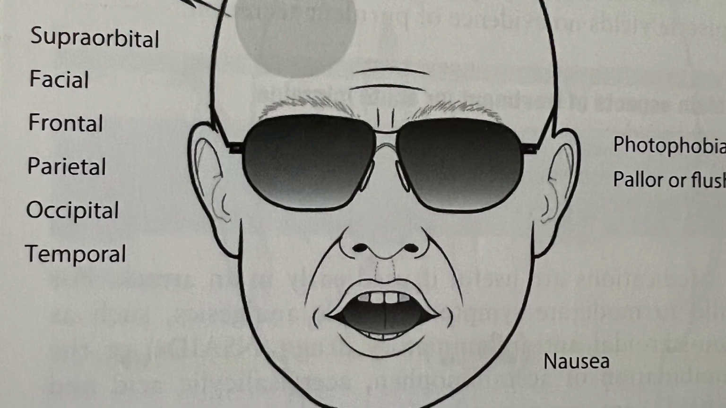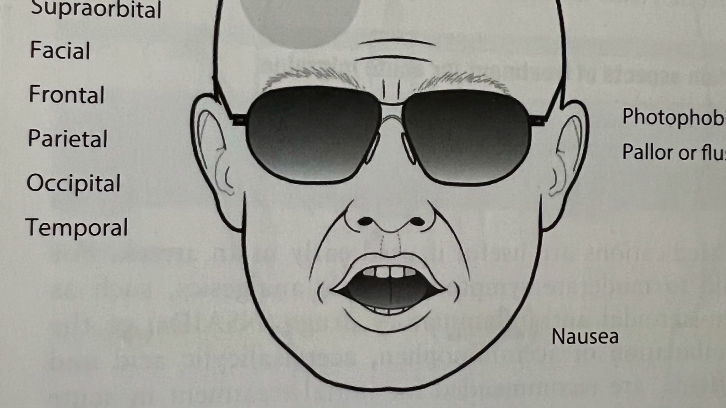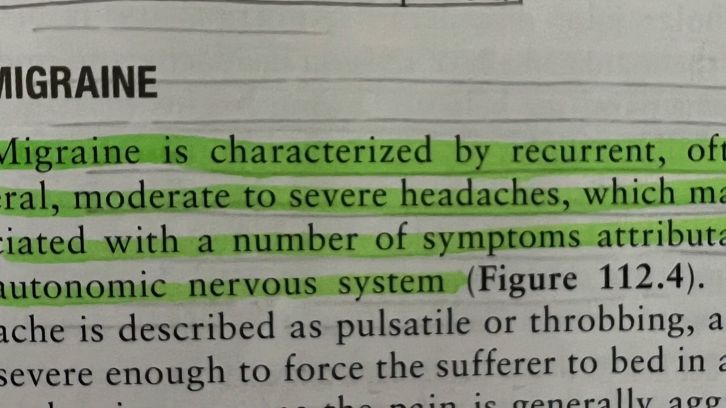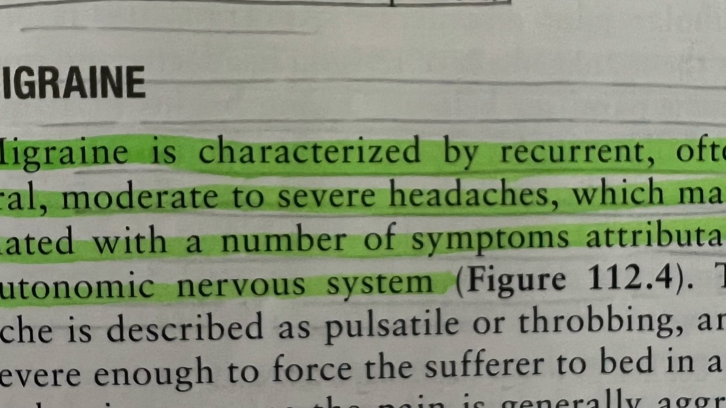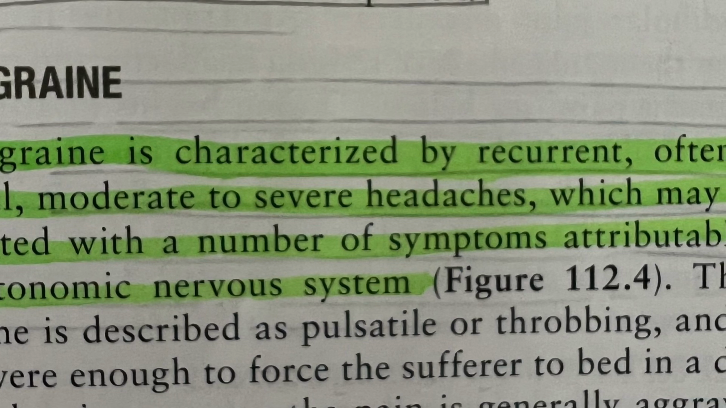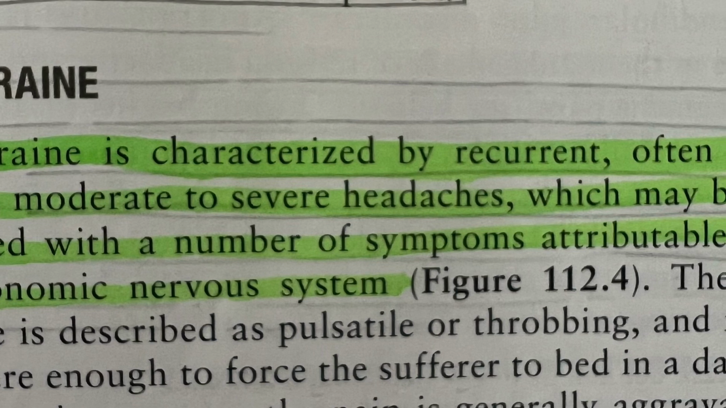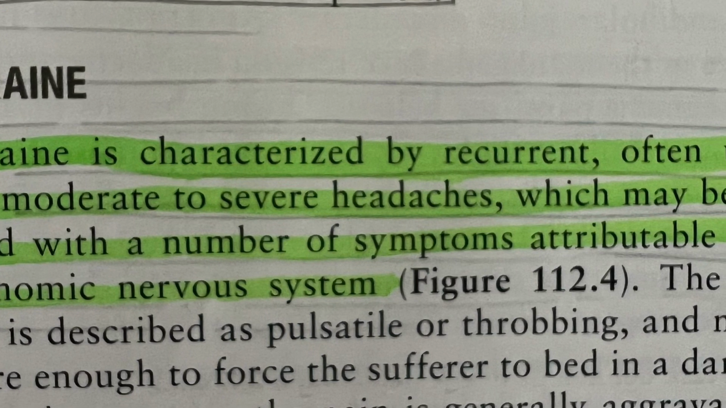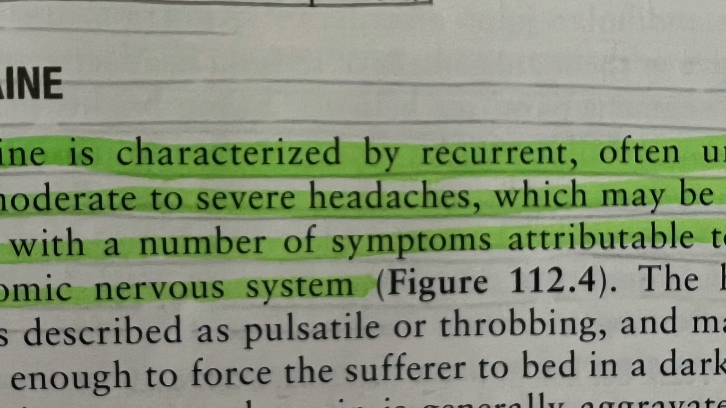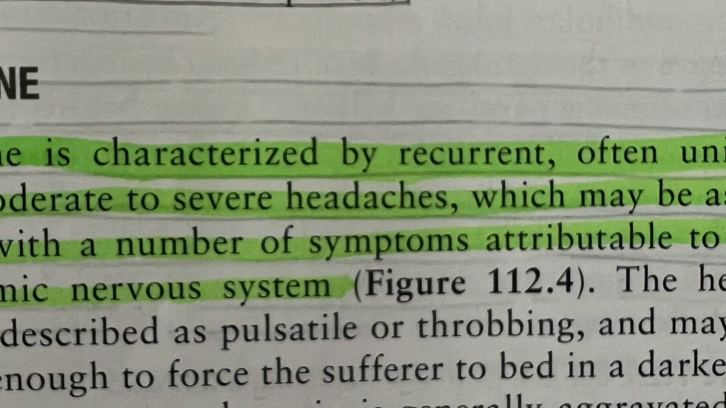Migraine is characterized by recurrent, often unilateral, moderate to severe headache, which may be associated with a number of symptoms that are attributable to the autonomic nervous system. Headache in migraine is usually pulsatile or throbbing, severe enough to force the sufferer to go to bed or to a darkened or quiet area. This pain is aggravated by physical activity, sensory stimulation, and sleep deprivation, and may last from 2 up to 72 hours.